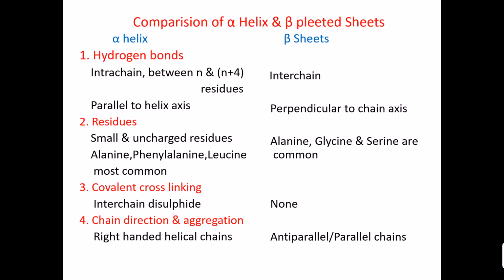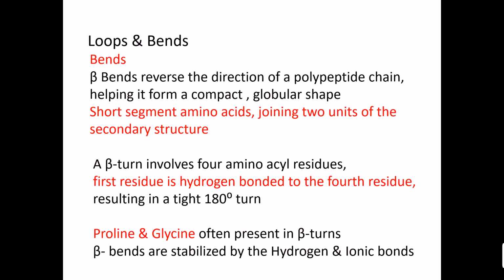Now loops and bends. These are again secondary structures of proteins. Beta bends reverse the direction of a polypeptide chain, thus helping in forming a compact globular shape. They are short segments of amino acids joining two units of secondary structure. A beta turn involves 4 amino acyl residues, and the first residue is hydrogen bonded to the fourth residue, resulting in a tight 180-degree turn.